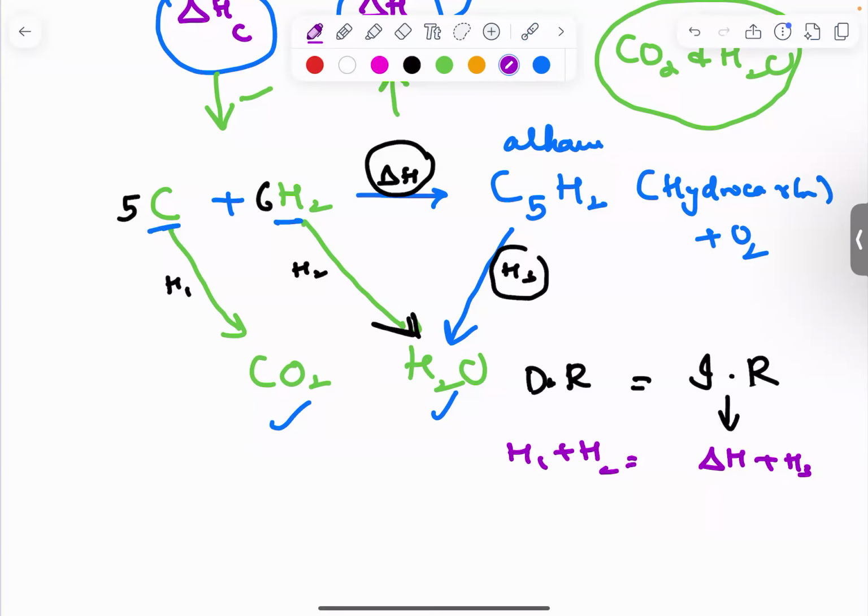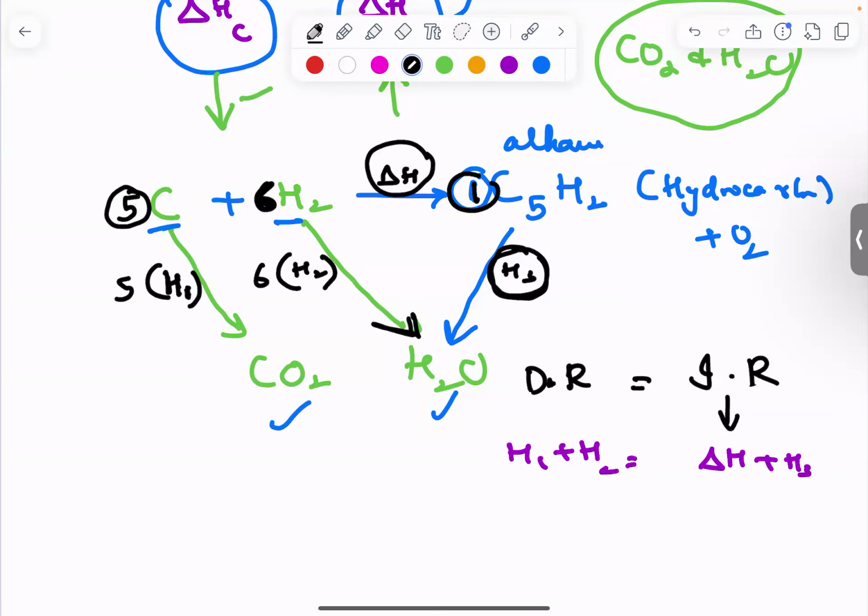The only thing you need to add is you need to multiply the H2 or H1 or H3 with the coefficient. Here, the coefficient is 1, so there is no need to multiply H3 by any number. But here the coefficient is 6, so we need to multiply H2 with 6, and the coefficient for carbon is 5, so we need to multiply H1 by 5. Is it clear? Yeah.